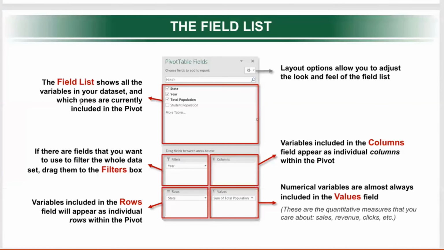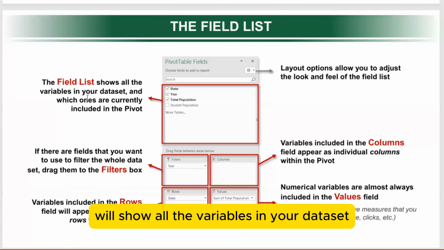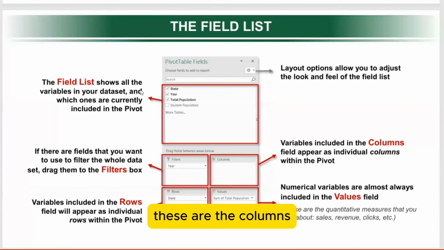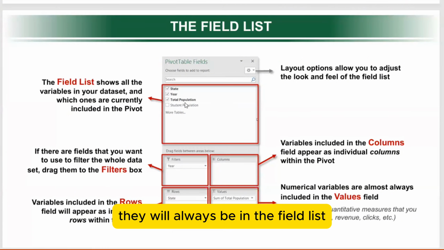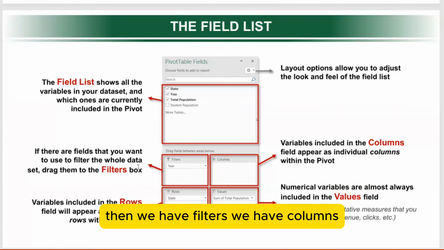We read through. The field list will show all the variables in your data set. These are the columns. They will always be here in the field list. Then we have filters, we have columns, we have rows, and we have values.